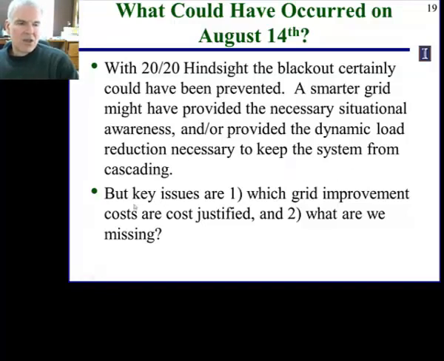Okay, but in doing this, the key issues that need to be addressed are which grid improvement costs are justified and what are we missing? What will be the next large-scale blackout? Since this occurred in 2003, lots of work has been done on the U.S. power grid, and hopefully our reliability is improving. But in doing these, you do have to look and say what is justified and what is not justified. For example, burying a transmission line can reduce the outages on the line, certainly due to weather-related causes, but that will be quite costly as well.